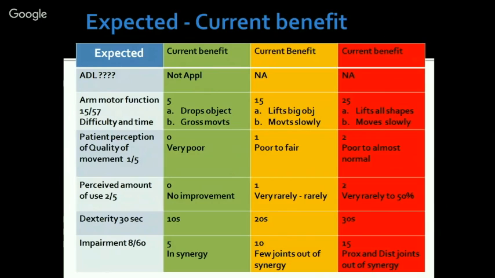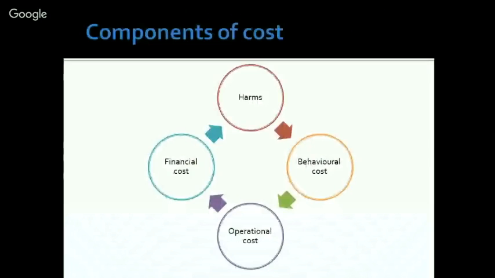That's one. But the question doesn't stop here on selection of CIMT. We need to look into the cost part of it. CIMT is a very wonderful intervention. It produces positive results and all these things. But yet, what is the cost of applying CIMT? We will be looking at the cost in the following forms. One is harms of applying CIMT, then the behavioral cost, operational cost, and financial cost. What is this? If CIMT has been seen to produce benefit, but it also produces some harm, then we may need to think twice before applying it.